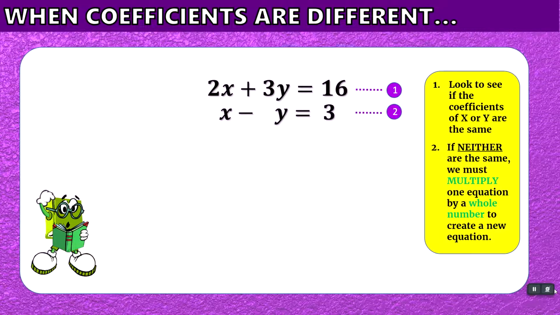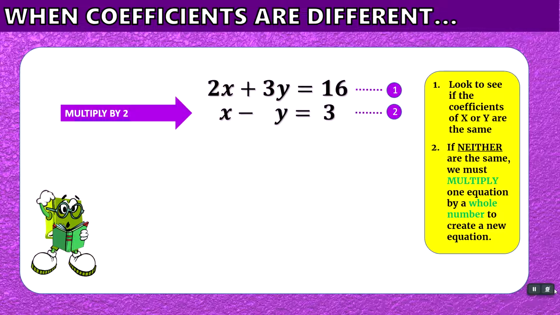If I look at the coefficients, I can see 2 and 1 in front of the x's, and 3 and 1 in front of the y's. Neither of them are the same number. And so we must multiply one of the equations by a whole number to create a new equation so that the coefficients are the same.